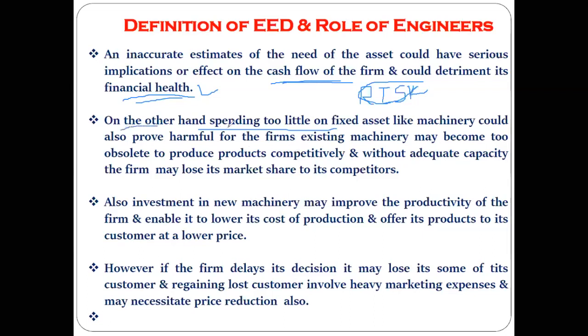The same point I have made here. On the other hand, spending too little on a fixed asset like machinery. Spending too little means, instead of replacing machinery, you keep using the old machine. Understood? That is the meaning of spending too little on a fixed asset like machinery could also prove harmful for the firm. Existing machinery may become too obsolete.